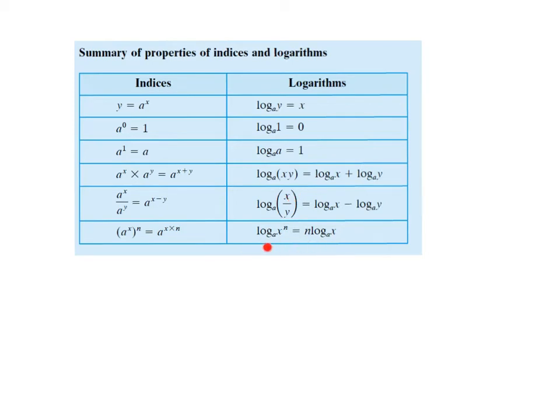And lastly, we have this thing here where if you have a log and the number inside is raised to the power of something, you can multiply it in front of the log. This one here comes into its own in a couple of lessons, and it is quite an important rule for helping us find answers to problems.